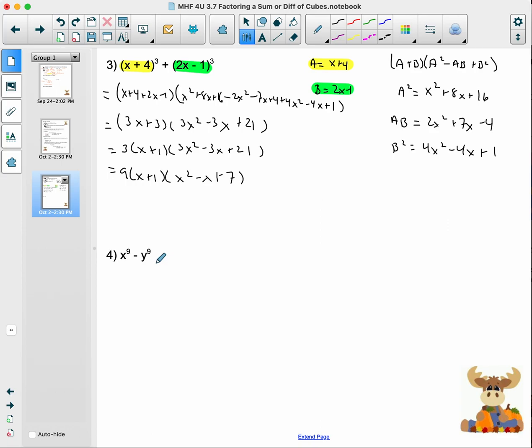Okay, and then number 4, remember that a cubed root is the same as the exponent of 1/3. Okay, so the cubed root of something like x to the 9 could also be written as x to the power of 9 to the 1/3. And then if you multiply your exponents, you get x cubed. Okay, so a equals x cubed and b would equal y cubed. We're dealing with a difference this time. Okay, so when you go to factor, you'd have x cubed minus y cubed.